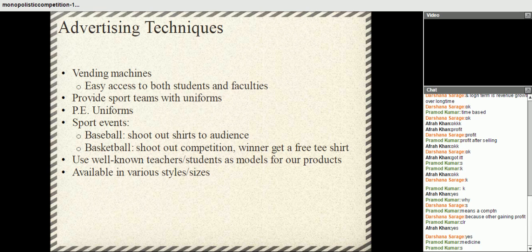Now, what are the advertising techniques that are used? There are vending machines, easy access to both students and faculty, providing sports teams with uniforms, physical exercise uniforms. These are just a few of the techniques which the firms operating in this market may adopt to attract consumers towards their product. Okay, that is it.